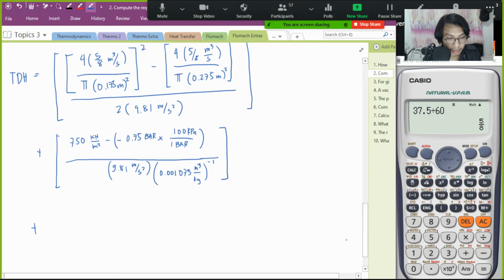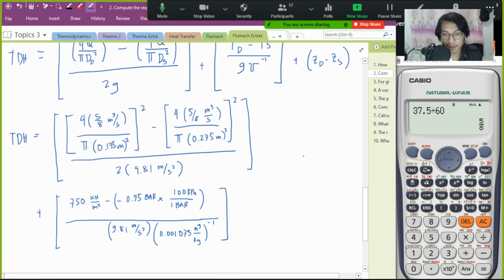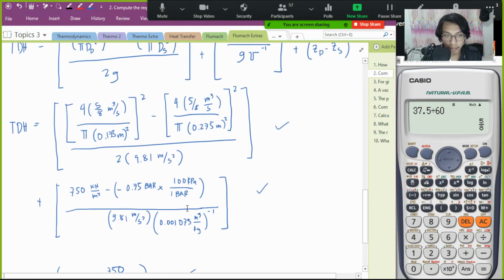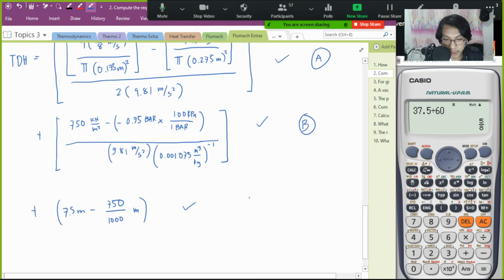So, that is 7.5 meters minus 750 divide by 1,000 para maging meter. Okay? So, isa-isahin natin solve. Ito muna, sunod natin to, and then ito. Store natin yung mga values nila. So, this will be stored in letter A, this will be stored in letter B, and this will be stored in letter C. Okay, pwede na.